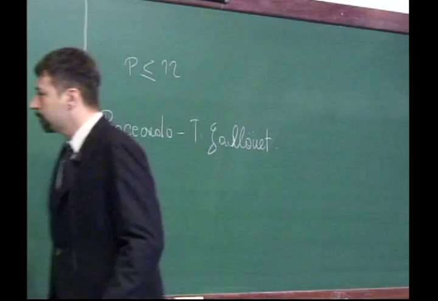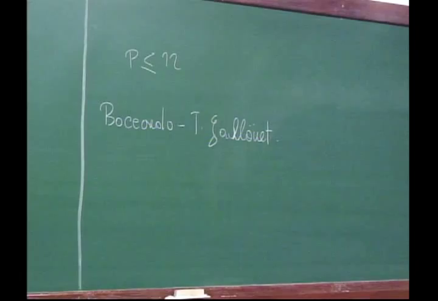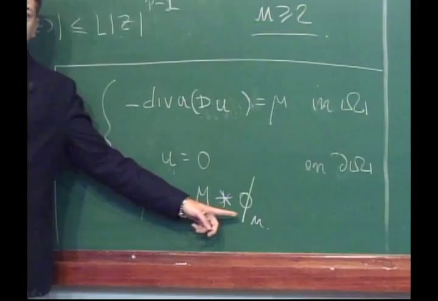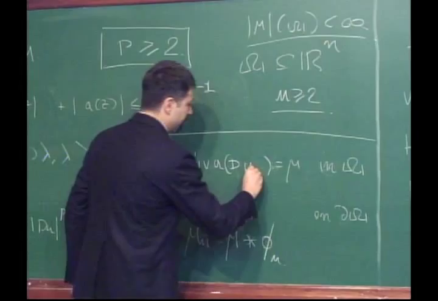And it goes in the rather natural way. So the first thing you do, you see that the right-hand side is not in the dual. So you consider a sequence of smoothing of the right-hand side. So you consider a sequence of standard mollifiers, psi n, and then you smooth mu out. And then you consider the following approximating problems.